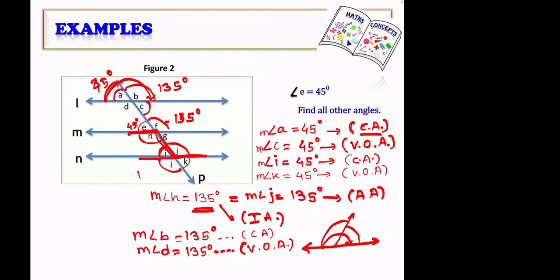Yes, L will also be 135 because it is the vertically opposite angle of J. Yes. One more reason is angle F. This angle F and angle L are exterior alternate angles. Yes. Okay. All okay, right, ma'am.